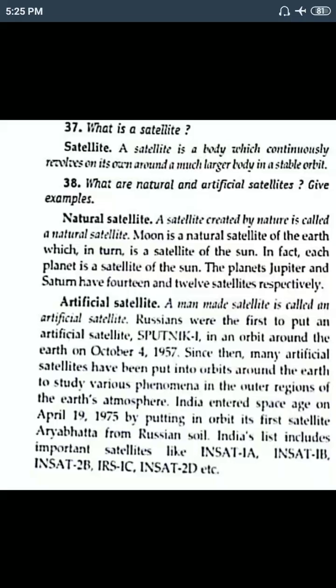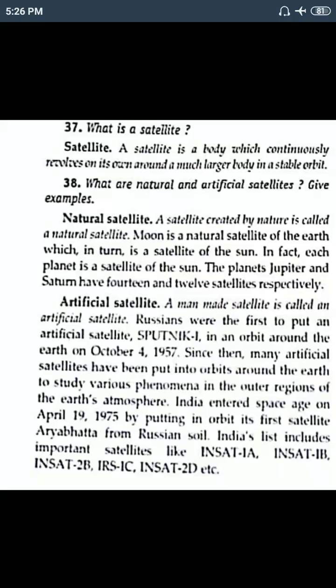Now, satellites are of two types. One is a natural satellite, and one is an artificial satellite, and their examples are different. For natural satellites, like the moon, each and every planet has some satellites. Some have one, some have two, some have three or four. The planets Jupiter and Saturn have 14 and 12 satellites respectively. So these are the natural satellites.